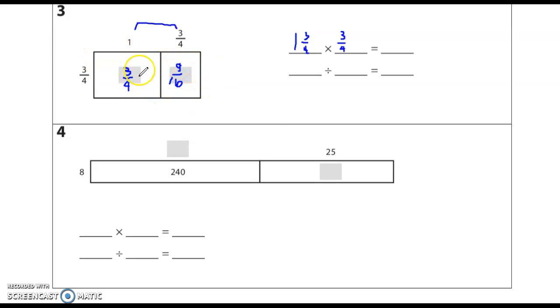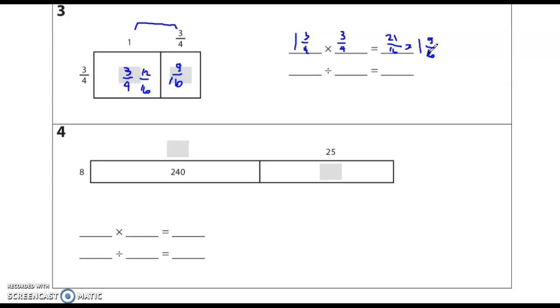So I have to multiply these both by 4 to get 16. So if I multiply them both by 4, I'm going to have 12/16. So now I'm going to add 9 plus 12, 21/16, or 16 goes into 21 one time with 5/16 left over.